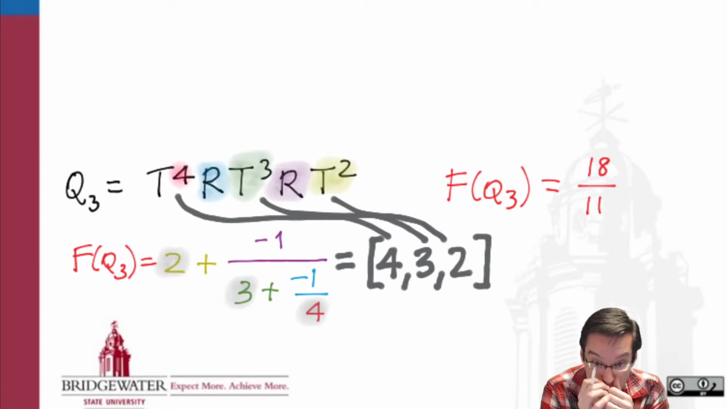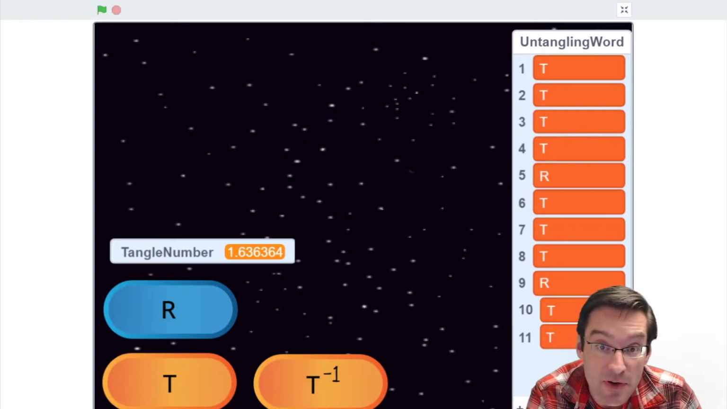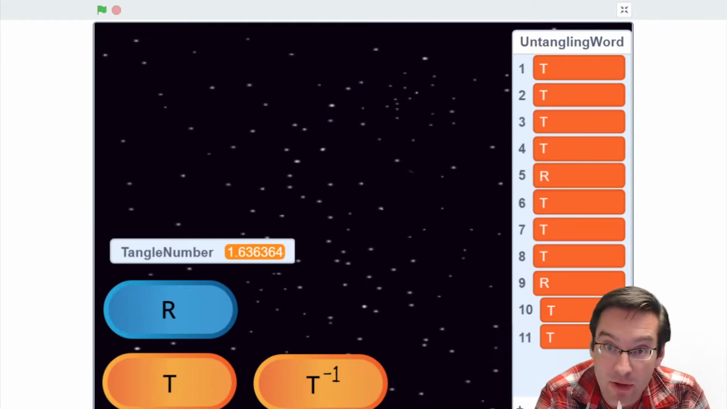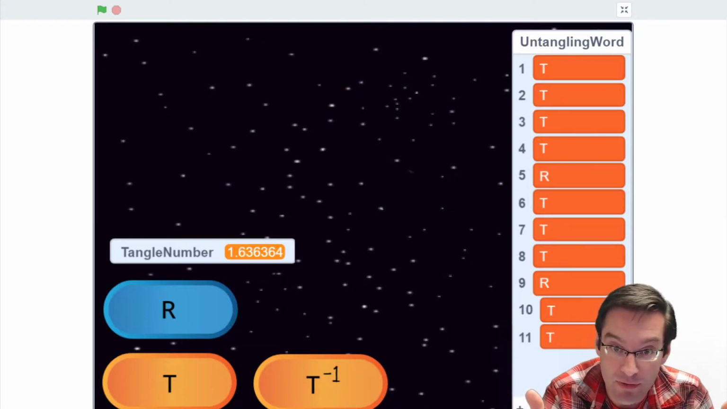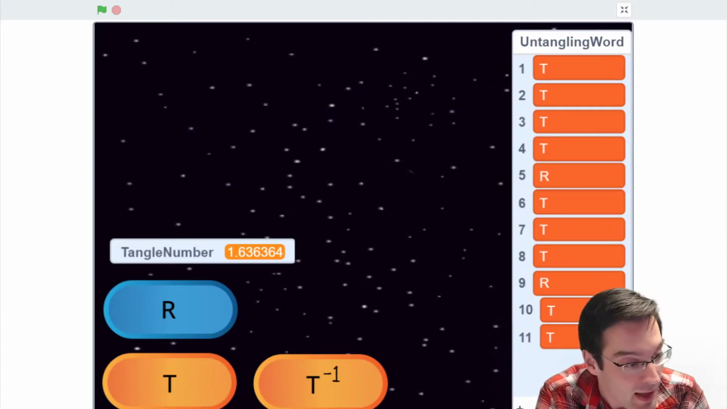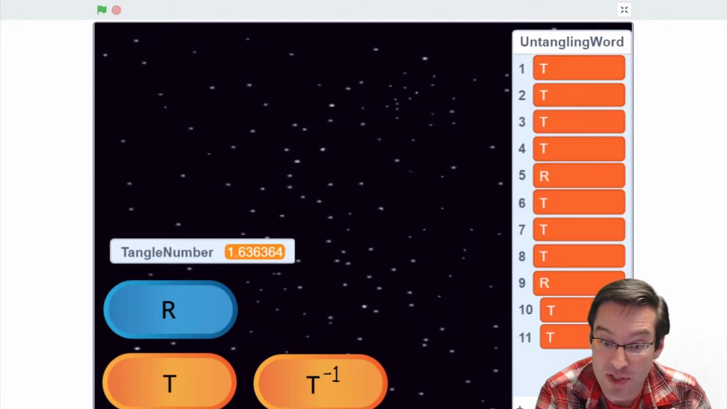So I think what I want to do is recommend that you use this nifty tangle calculator that I shared out with you, this thing that I built in Scratch, and just try it. See if you can come up with almost a recipe for how could we turn this tangle number, starting from, so build the tangle like I did here first so that we have 1.63 repeating, and see if you can figure out how we could return this back to the number 0 just by using t's and r's.